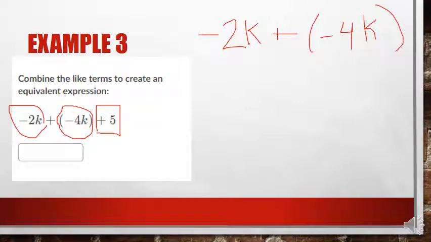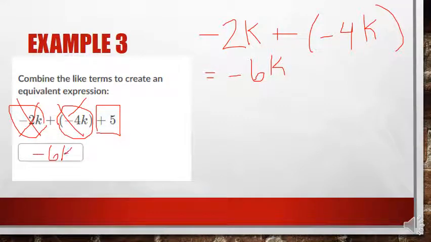Both signs are negative. So I'm just going to get a bigger negative. I'm going to go ahead and put my negative sign. And then I'm going to add 2 plus 4, because when they're both the same sign, you just add. Alright, so 2 plus 4 is 6. And I'm going to bring down my k. So once I combine these two, I'm going to cross them out. And I have a negative 6k.